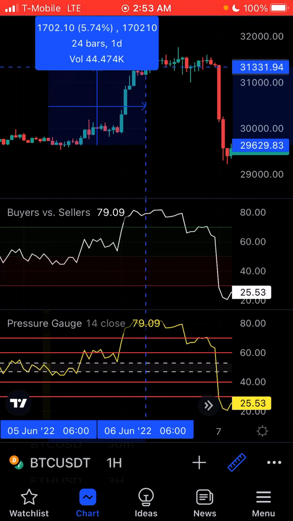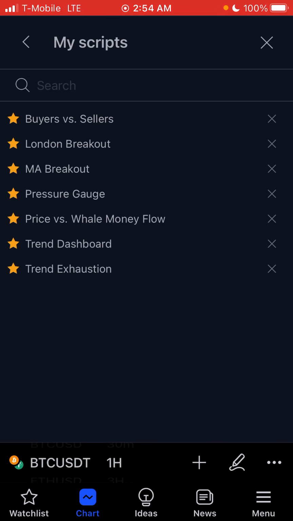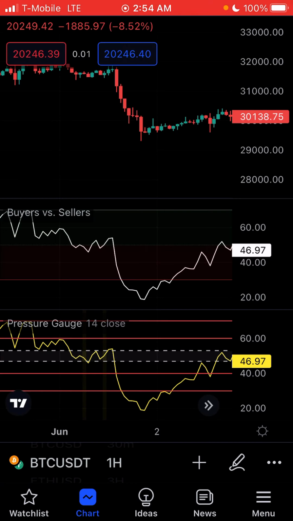I want to find a good pressure gauge, a good moment. This one might be it. Let's see if it detects it right here. So you see two pressure gauges right here. So let's load up the buyers versus sellers. Let's flip them around again. Pressure gauge. Okay. So we could see that there's two little tiny pressure gauges right there.